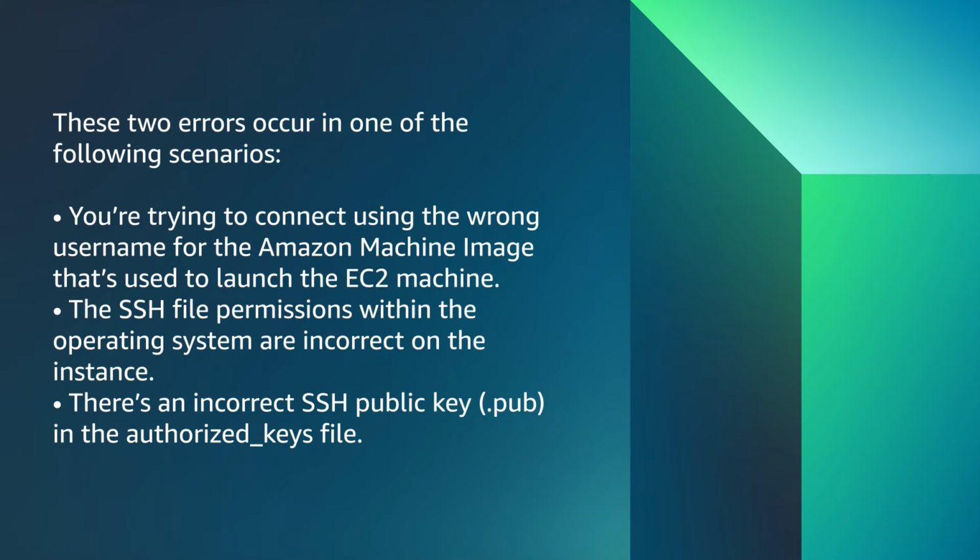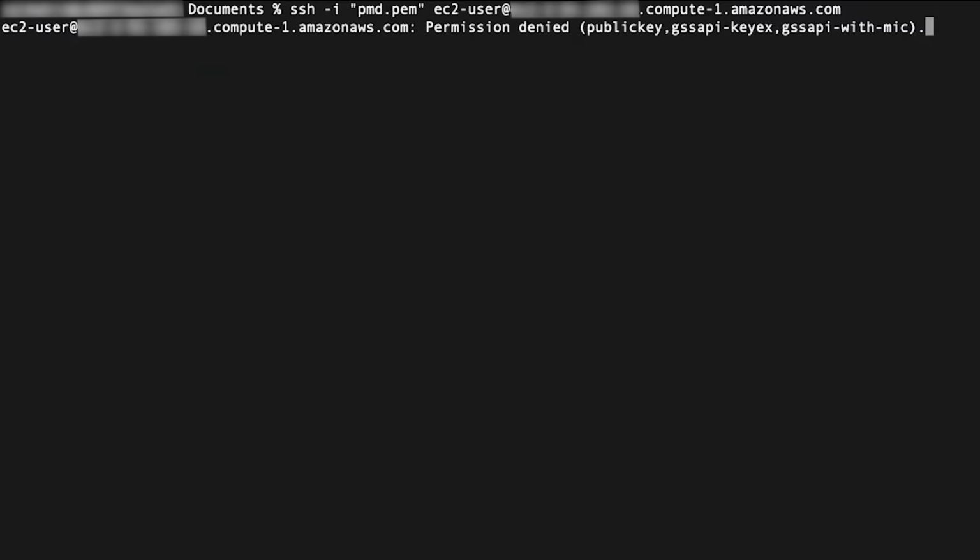Let's get started. These two errors occur in one of the following scenarios. You're trying to connect using the wrong username for the Amazon machine image that's used to launch the EC2 machine. The SSH file permissions within the operating system are incorrect on the instance. There is an incorrect SSH public key in the authorized keys file. The error looks like this. Let's see how to resolve each of these three causes.